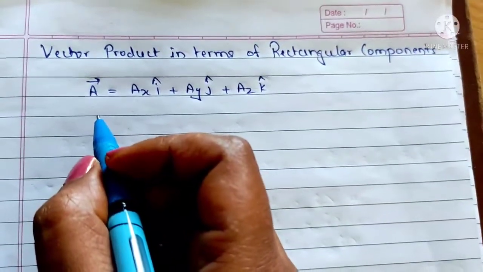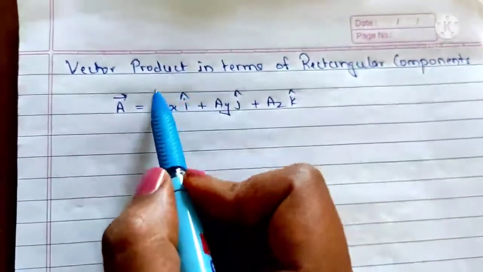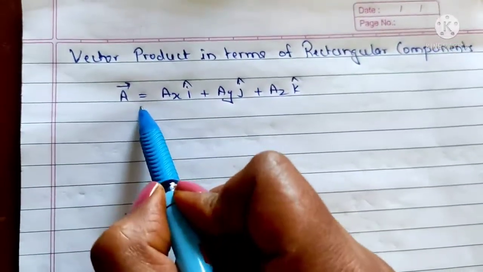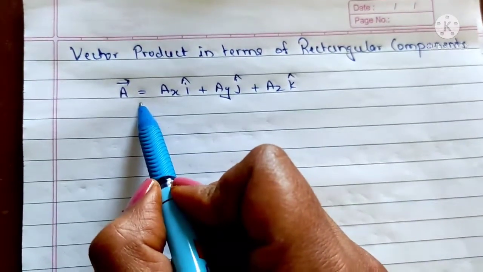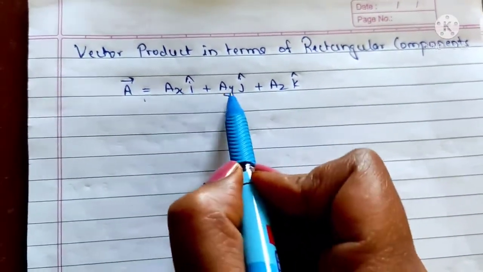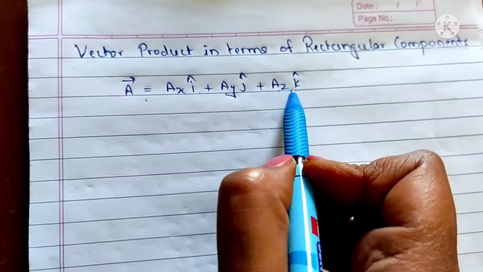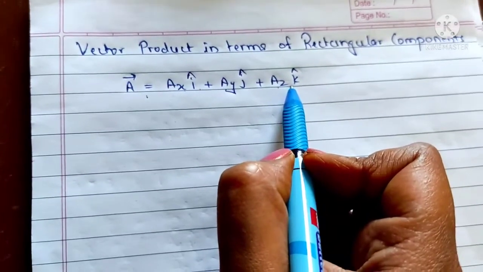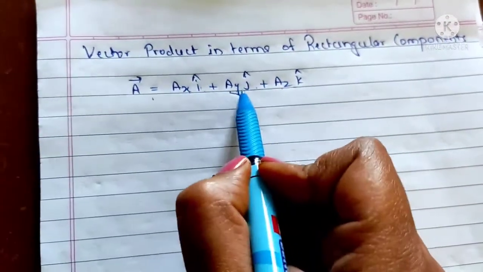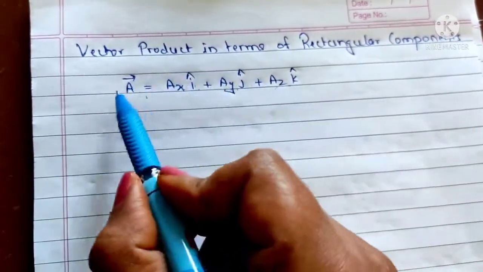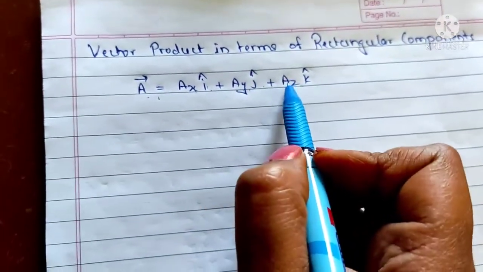Here we are going to find out the vector product in terms of rectangular components. Let us consider the first vector as a bar vector. It can be written in terms of its components in the rectangular coordinate system as ax i cap plus ay j cap plus az k cap. Here i cap, j cap and k cap are the unit vectors along x-axis, y-axis and z-axis, and ax, ay, az are the components of the vector a bar along x-axis, y-axis and z-axis respectively.